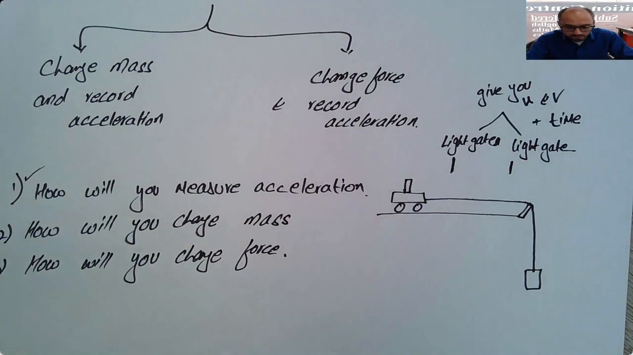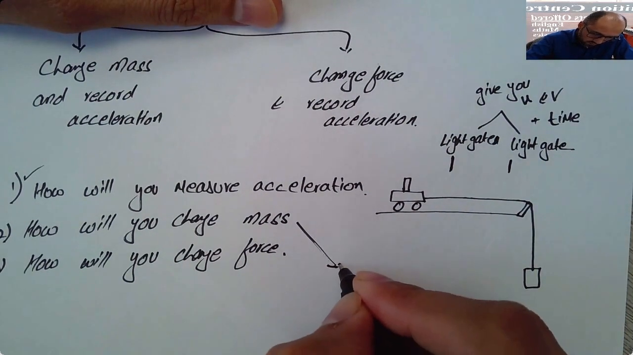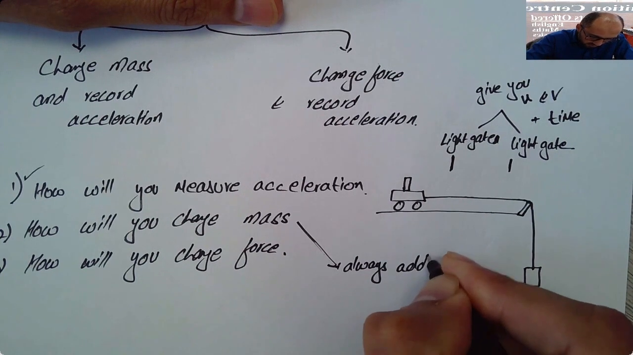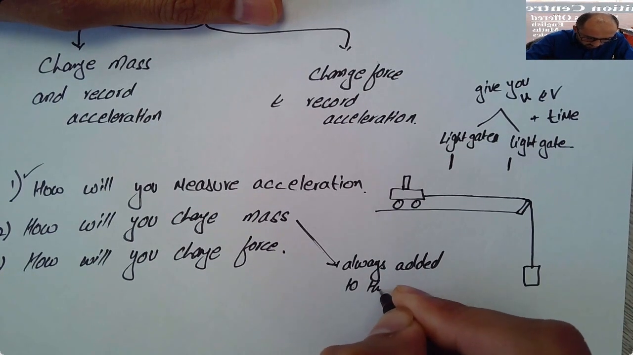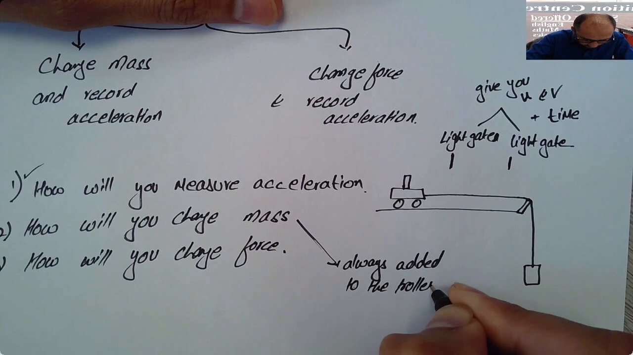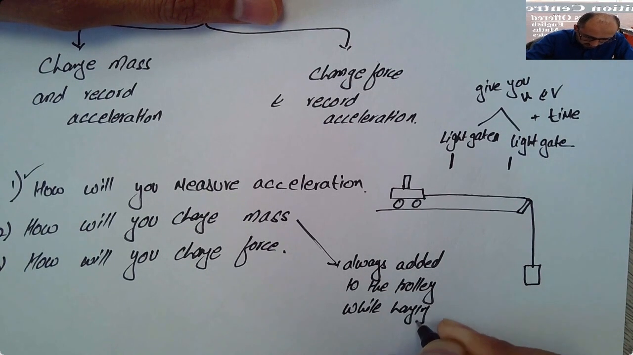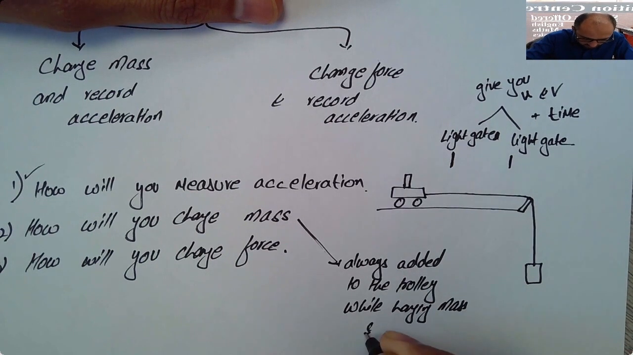The next bit that we have to look at here, so we've done this part, how to measure acceleration. How will you change mass? Now to change mass, what we do is, mass is always added to the trolley, while the hanging mass stays the same.